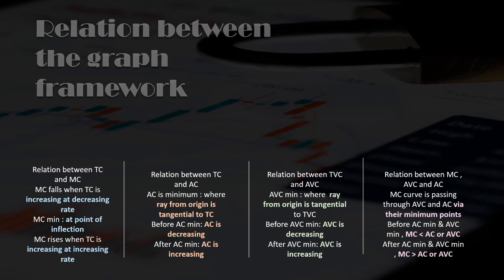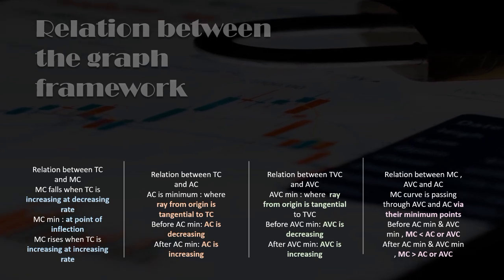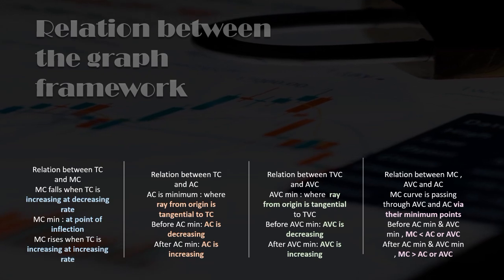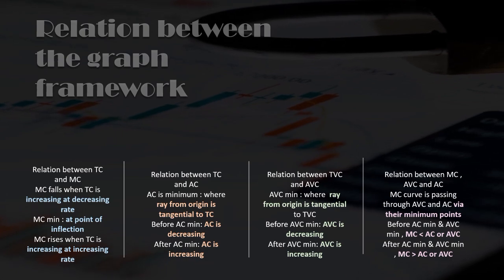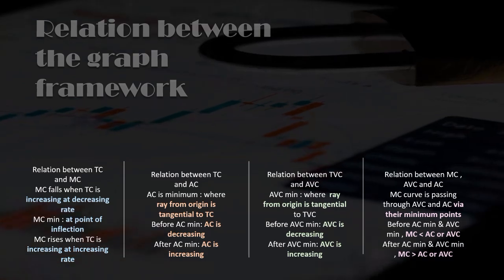Before AC minimum, AC is decreasing. After AC minimum, AC is increasing. Then the relation between TVC and AVC. AVC is minimum when the ray from origin is tangential to TVC. Before AVC is minimum, AVC is decreasing. After AVC is minimum, AVC is increasing.